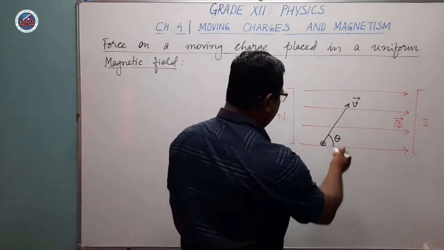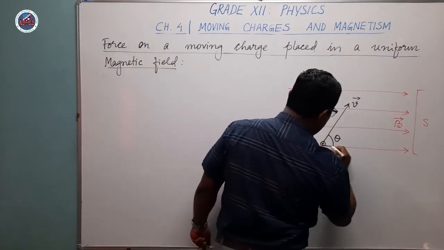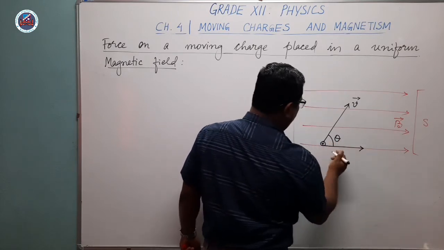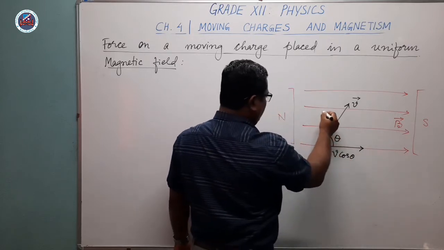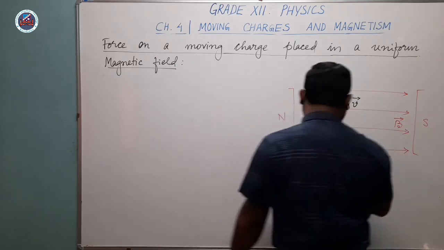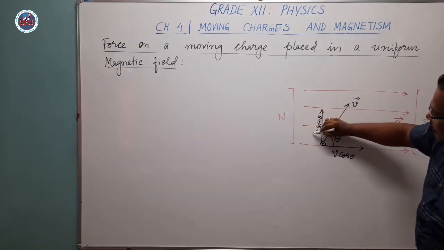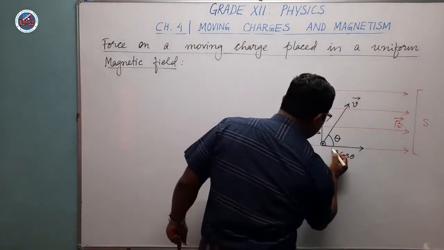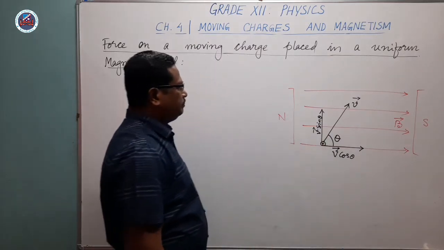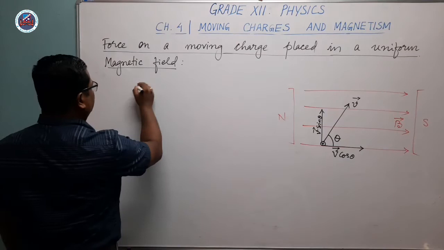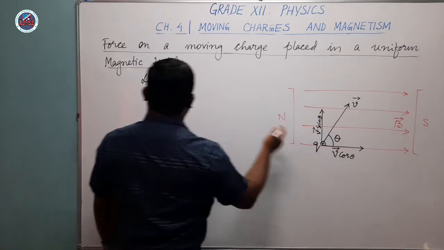First of all, let us resolve this velocity v into two components. One component, the parallel component towards theta, it will be v cos theta, and the perpendicular component, we will take it as v sin theta. So these are the two components. If you resolve v into parallel component and perpendicular component, so let me write down here like this. Let the charge be q, positive charge.